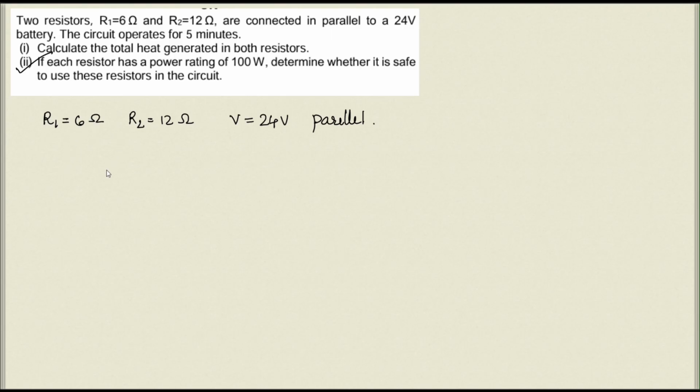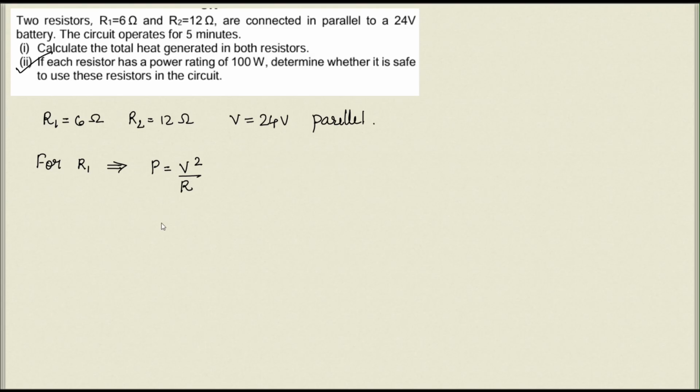So first of all, the power rating is given. That means the maximum power dissipated by these particular resistors is given. So are they safe to use? We can find the power dissipated by these resistors individually first and check whether it is safe to use or not. So for R1, how will we find the power dissipated? We know power P is equal to, there is a relation V square by R, isn't it? Yes. Now these resistors are in parallel, so the voltage will be the same.